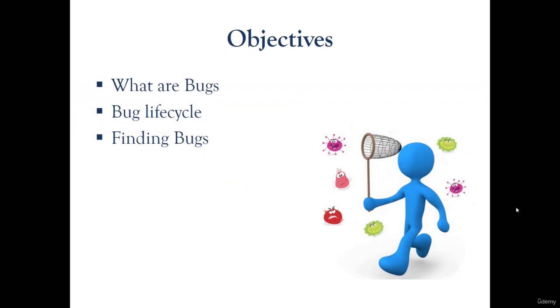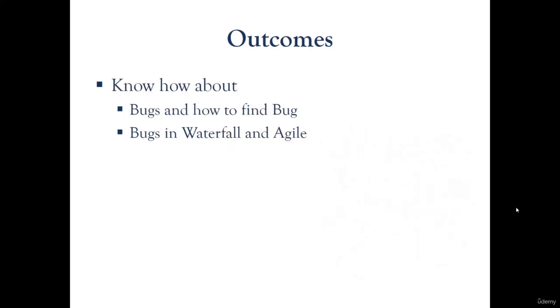The learning objective of this session is all about what exactly bugs are, the life cycle, and how you can find bugs. The outcomes of this session: you will learn what bugs are and know how to find them, and bugs in the waterfall and the agile model.